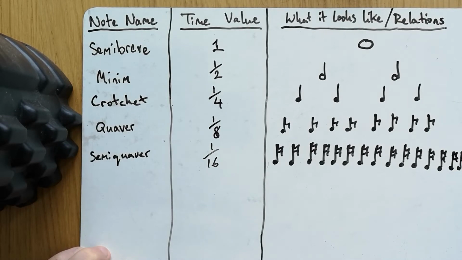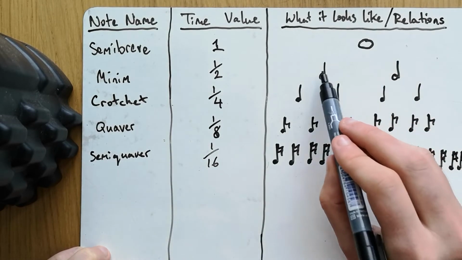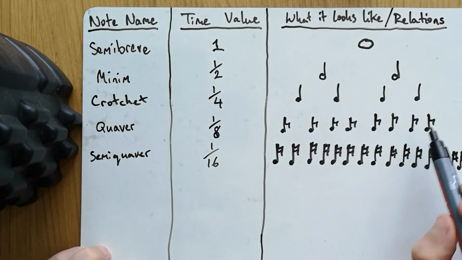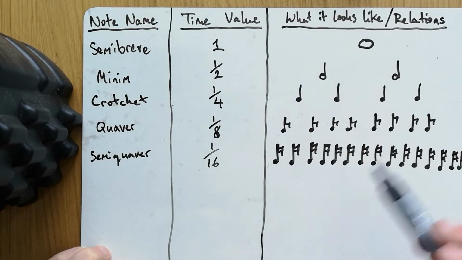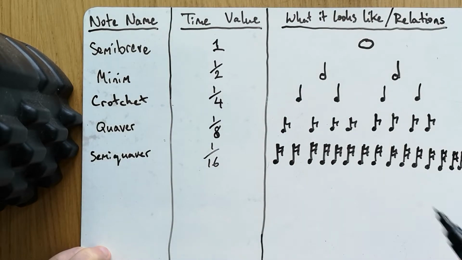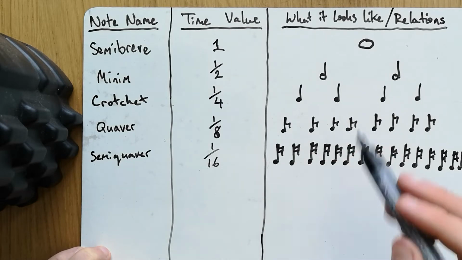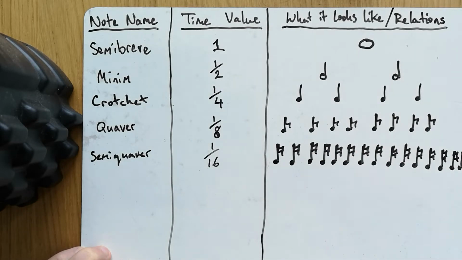Okay, so try and get 1 semi-breve, 2 minims, 4 crotchets, 8 quavers, 16 semi-quavers. Okay, try and get it as neat as you can, unlike what I've just done. Get that copied out because I'm going to give you some exercises to do next that I want you to do based around these different kinds of notes.